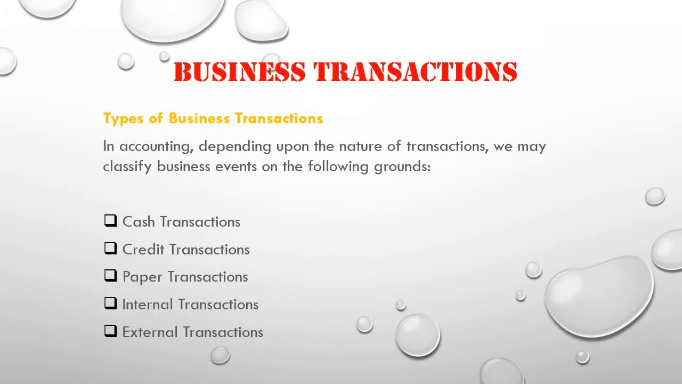Today, we will talk about different types of business transactions. In accounting, depending upon the nature of transactions, we may classify the business events on the following grounds. Number one, cash transactions. Number two, credit transactions. Number three, paper transactions. And then internal and external transactions. Now we will discuss all these types of business transaction one by one.